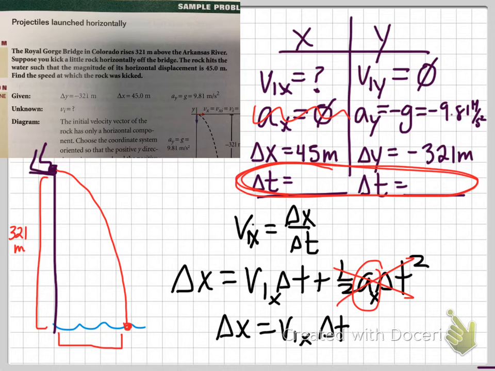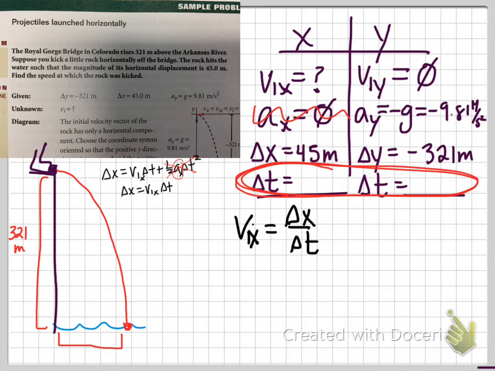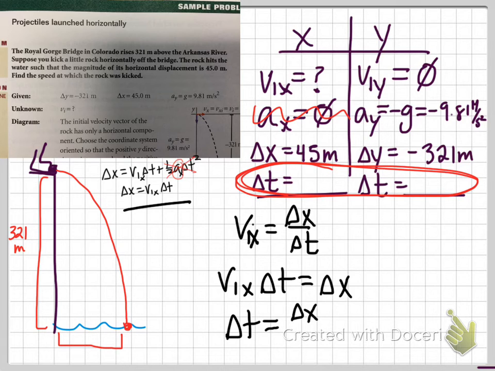Huh. Well, let's try to rearrange this to create an expression that is solving for delta t. So vix delta t equals delta x. Oh wait, isn't that what I just had there? Weird. Okay, so delta t equals delta x over vix. Well, now I have an expression that's all x-axis variables that I can plug in for delta t. Huh, that could come in handy.